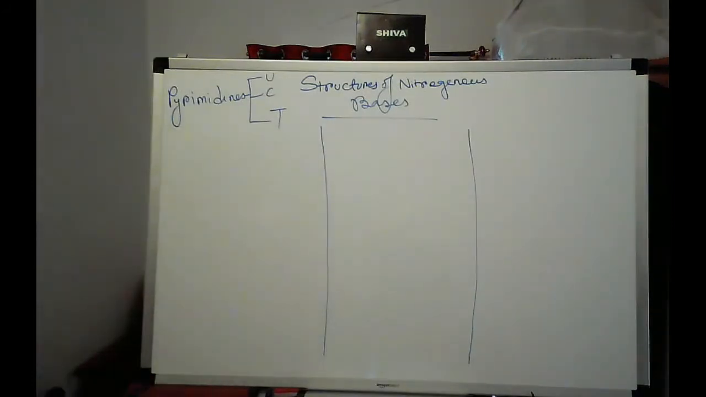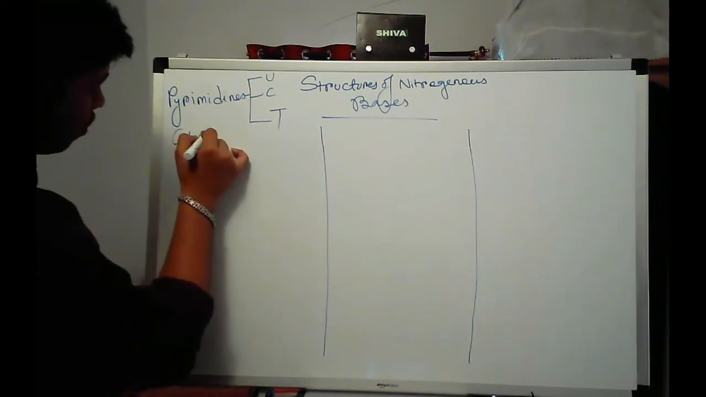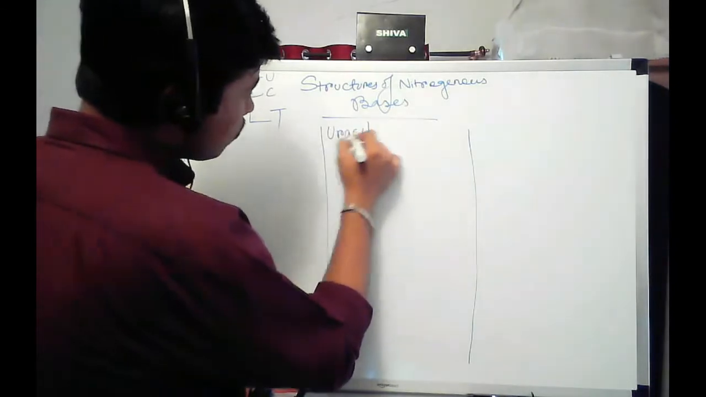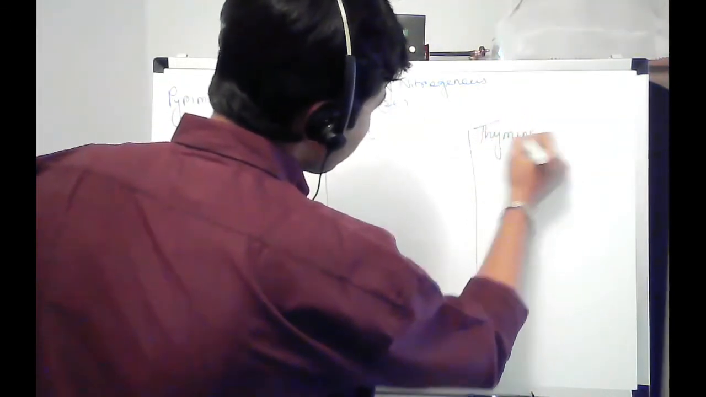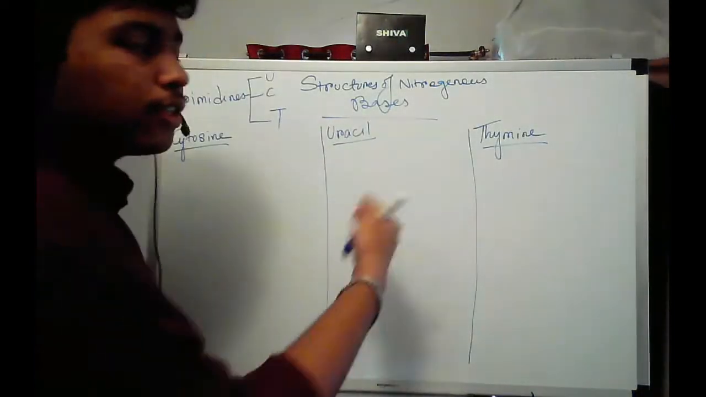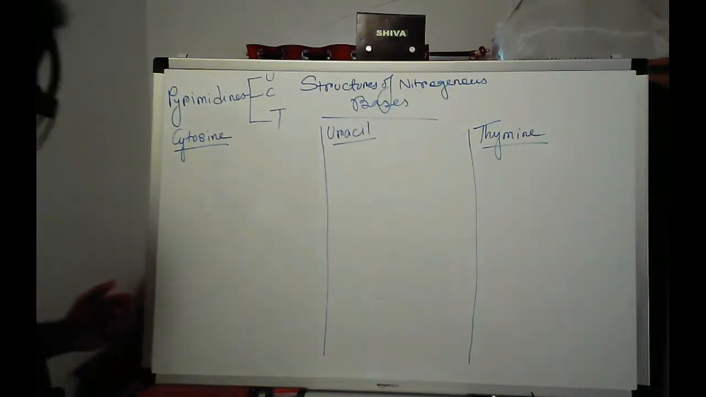So first of all, we are going to draw cytosine, then we are going to draw uracil, and then comes thymine. Why uracil before thymine? You will get to know once I draw. I have something to explain over there. Okay, so guys, time for cytosine now.